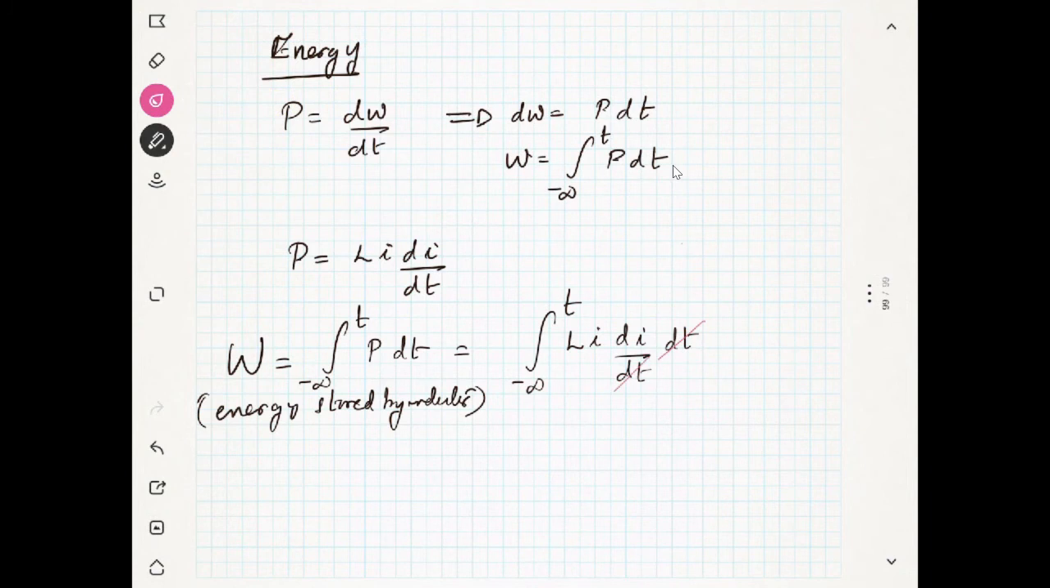So this is equal to the integral from minus infinity to t of L into i into di, which is equal to what? L i square by 2. Yes, you cannot integrate like this, because my limit is t and I am not integrating with respect to t. What will it be?